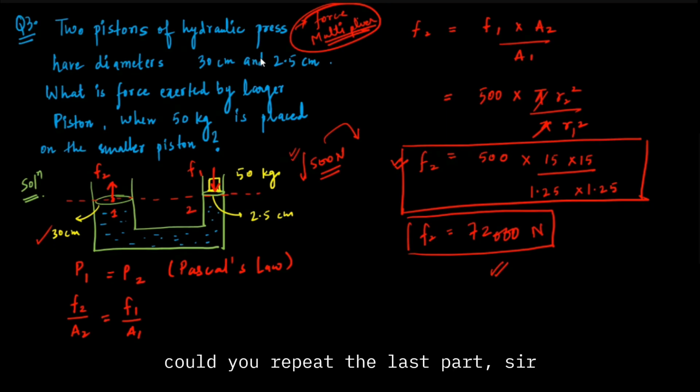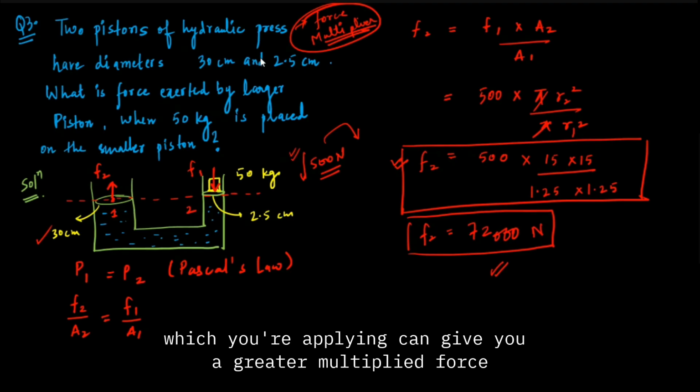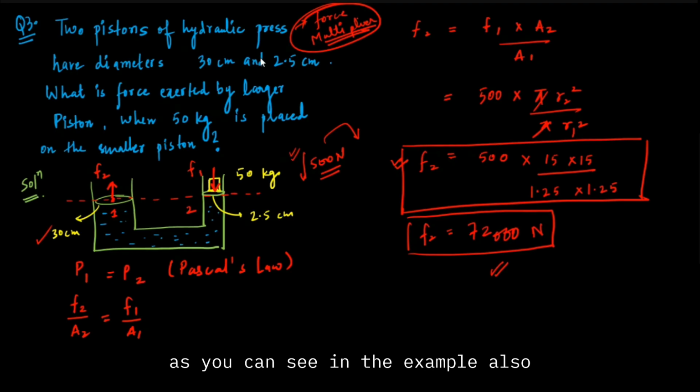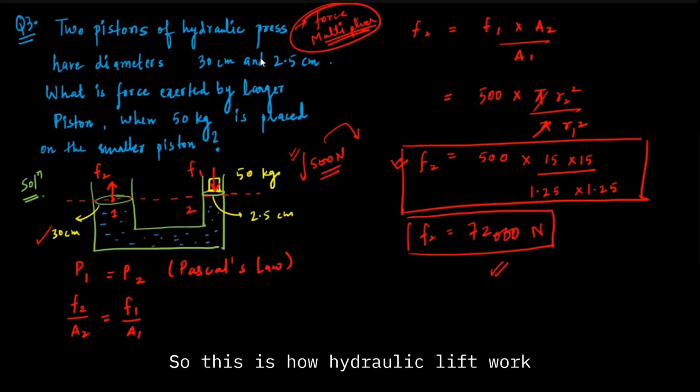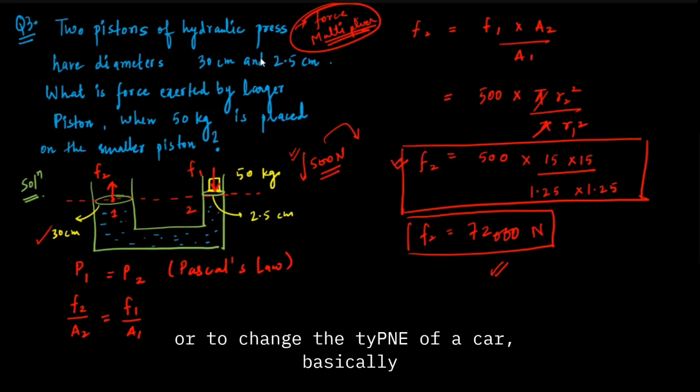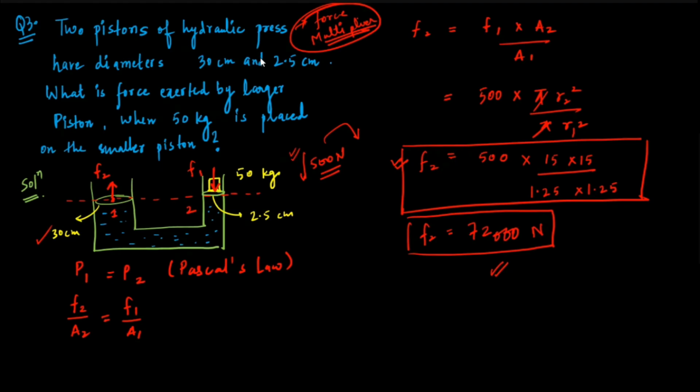Could you repeat the last part, sir? What you said before that? I didn't hear that clearly. I said that this hydraulic press or hydraulic lift is also known as a force multiplier. Because here you will observe that a small amount of force which you are applying can give you a greater multiplied force, as you can see in the example also. 500 newtons of force gave you 72,000 newtons of force, which is huge, a lot more than what you have applied. So this is how a hydraulic lift works. This is how we lift a car or change the stepney of a car, basically. So that has a lot of application.